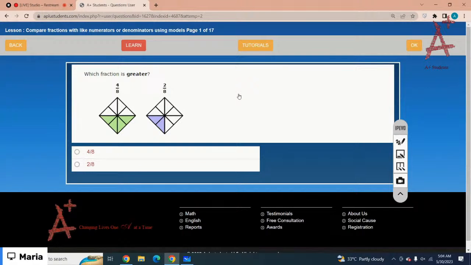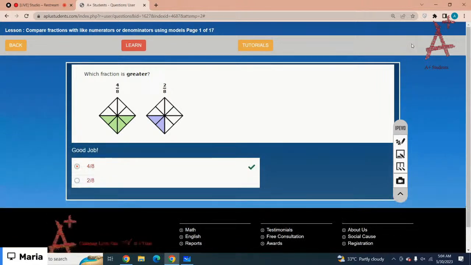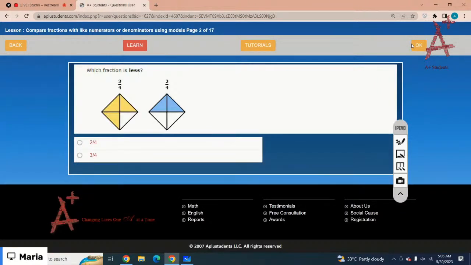Which fraction is greater, 4 by 8 or 2 by 8? So which is greater? Which is the correct option? The one that is more colored is the greater one. Four over eight, because more portion is colored in this one. So 4 by 8 is greater than 2 by 8. The one that has more portion colored is the greater one. Very good.